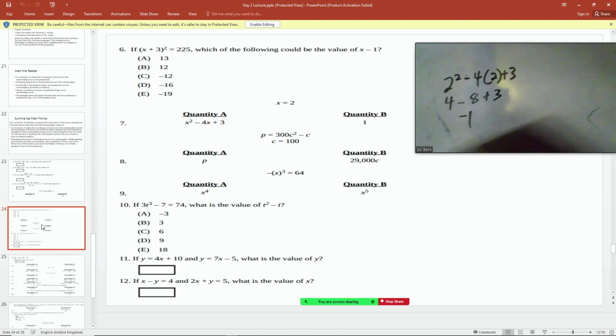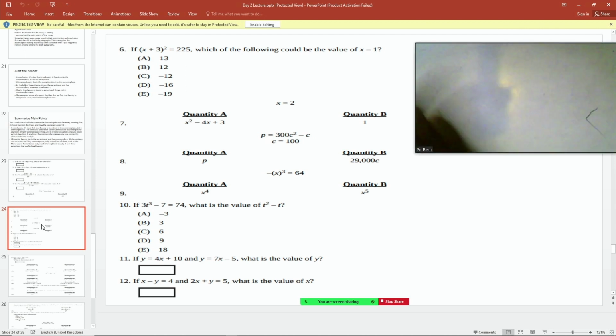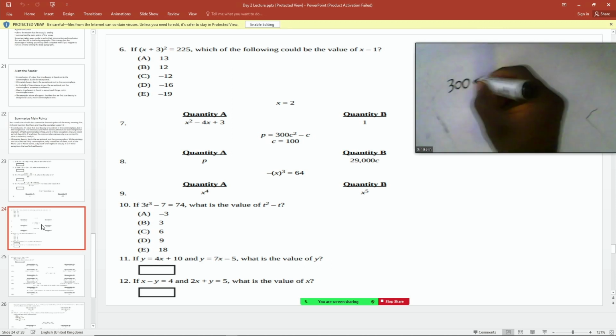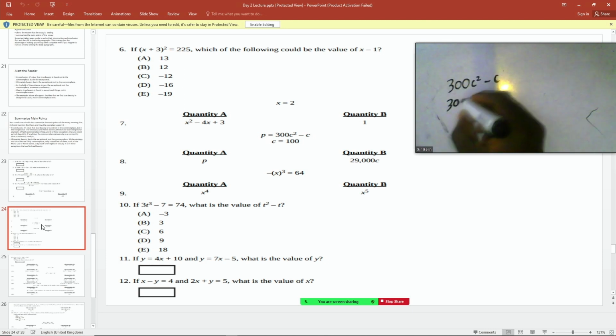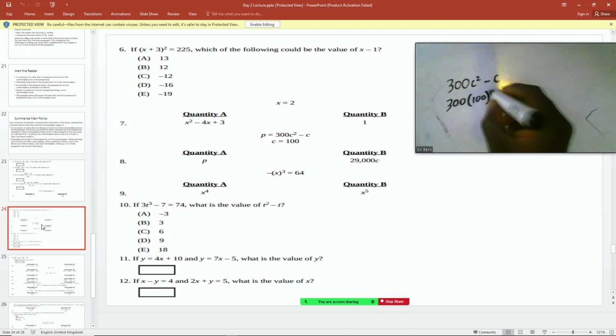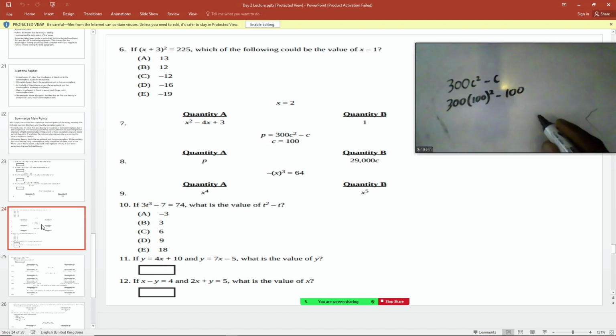1 is greater than negative 1. Moving on to question 8. Question 8, we are finding P for quantity A, as against 2900 times C. So solving for this, we have 300 C squared minus C. C is equal to 100 from the question. So we have 300 times 100 squared minus 100. 100 squared will give us 10,000, times the 300 will give us 3 million. So 3 million minus 100 will give us 2,999,900. So that is quantity A.